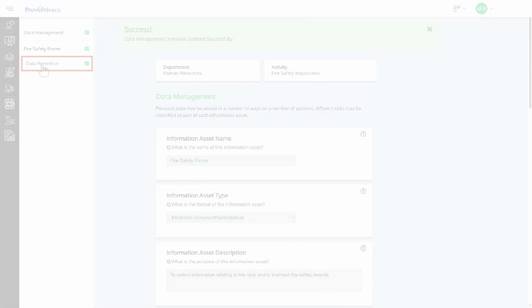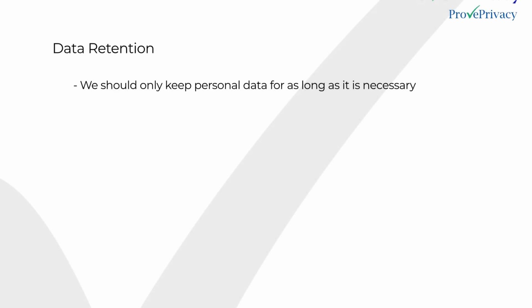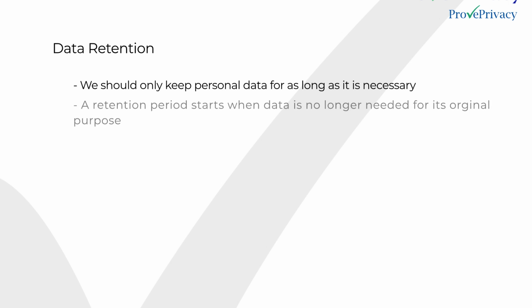Data retention is an important consideration because it is directly referenced in data protection regulation. One of the principles of data protection law is that personal data should only be retained as long as it is necessary. A data retention period begins when the personal data is no longer required for its original purpose. For example, the original purpose of a HR file is to support the management of an individual employee. Therefore, the data retention period would start once the employee leaves the organization.